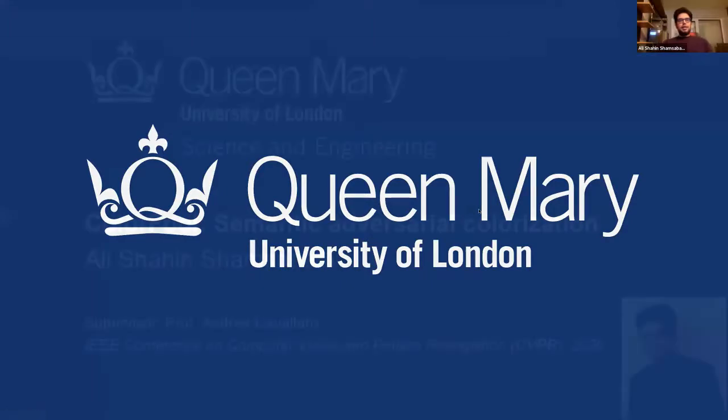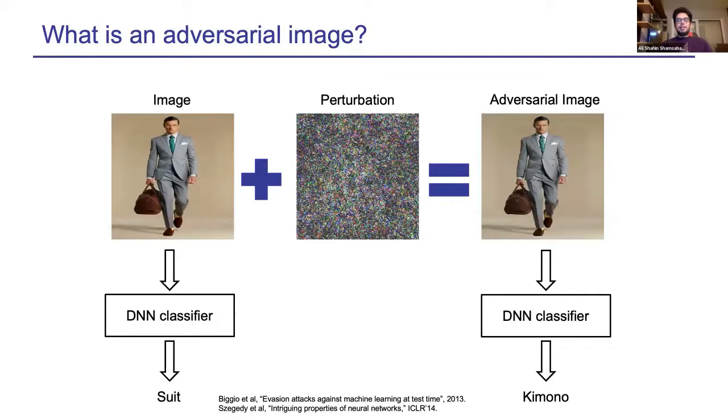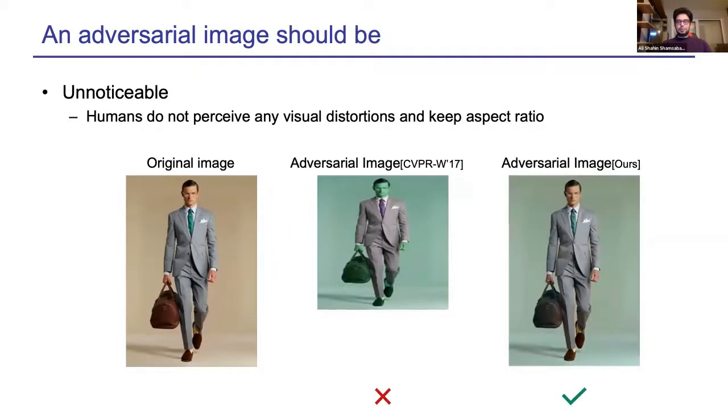Hi, everyone. I'm Ali Shahin Shamsabadi, supervised by Andrea Cavallaro. Today, I will present Semantic Adversarial Colorization, which is published in CVPR 2020. An adversarial image is an image which is carefully computed to be misclassified. For example, in this case, you go from the suit to the kimono. The adversarial perturbation shouldn't distort the visual quality of the images and ideally should maintain the aspect ratio.